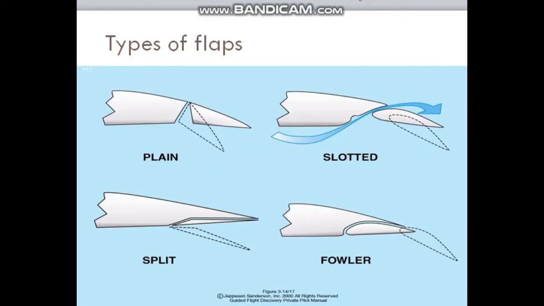The flap has 3 or 4 types. The first type is plain, the second one split, the third one slotted, and the last one Fowler. In this class we will talk about the slotted and Fowler, but when we go to study the airframe book we will talk about each one. We will talk about the plain, the split, slotted, and Fowler individually.